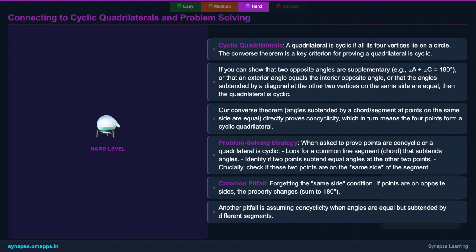When solving problems, always look for a common line segment that might be subtending angles. Identify if 2 points create equal angles at 2 other points, and crucially, always verify they are on the same side of that segment. A common pitfall for students is neglecting this same side condition, or confusing it with the property of opposite angles in a cyclic quadrilateral summing to 180 degrees. Always differentiate between these two distinct but related conditions.